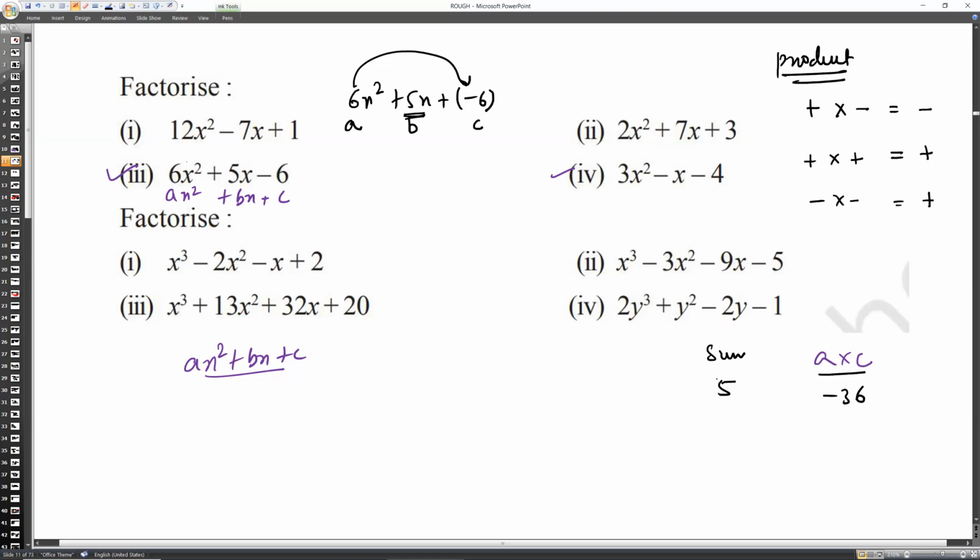Now you have to find the two numbers whose product is minus 36 and whose sum is 5. The sum of two numbers, one of which is positive and the other negative, being positive plus 5 means the bigger number should be positive and the smaller number should be negative. If you multiply these two numbers you get minus 36, and if you add them you get plus 5. Find out those two numbers.